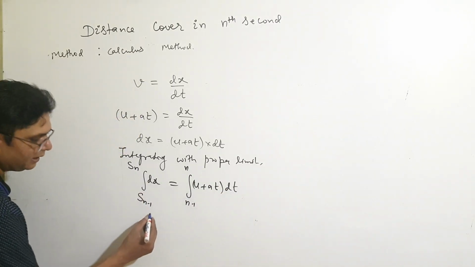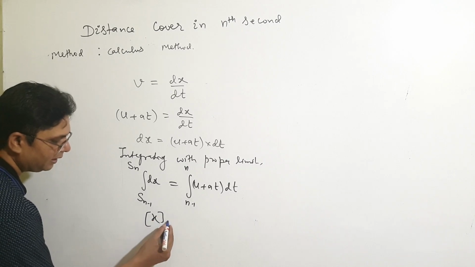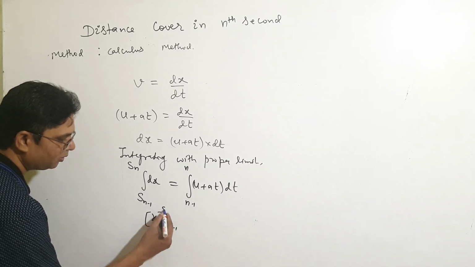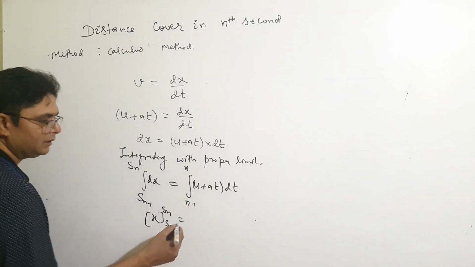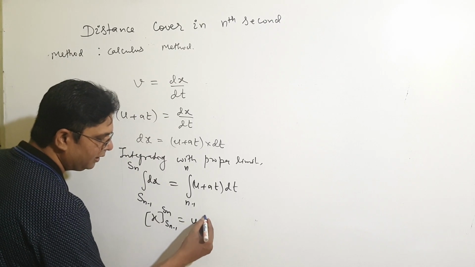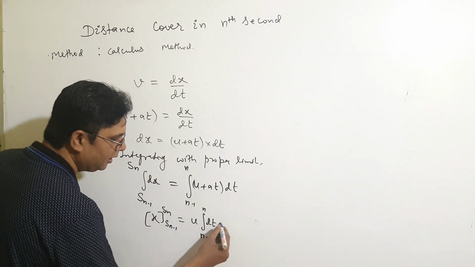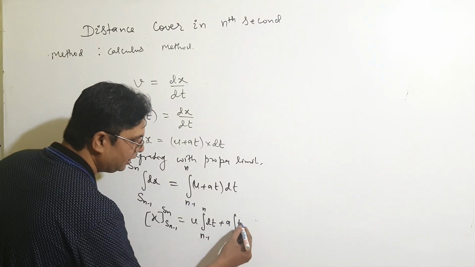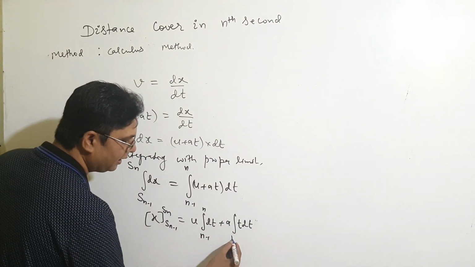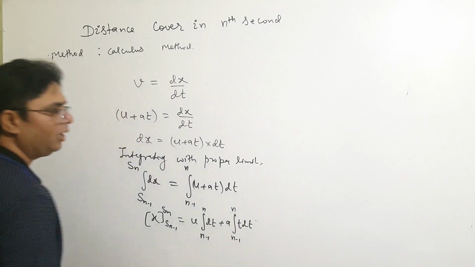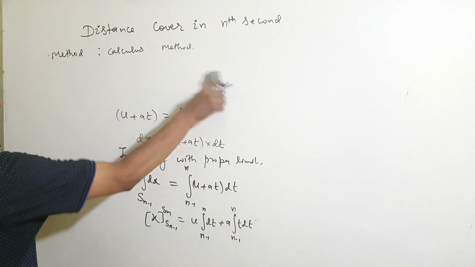So the integration of dx is x. Put a bracket here and write S n minus 1 to S n. On the RHS, take u outside, and give the sign of integration from n minus 1 to n of dt. A outside, it is t dt. So write here n minus 1 to n. Now integrate it to get the desired value.